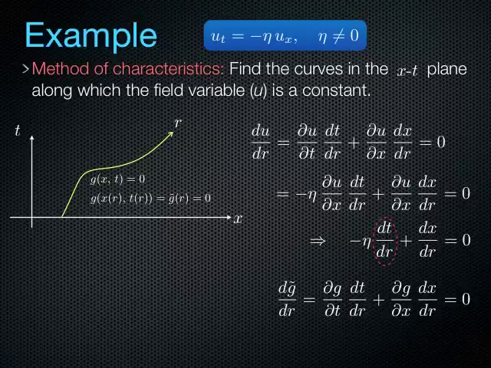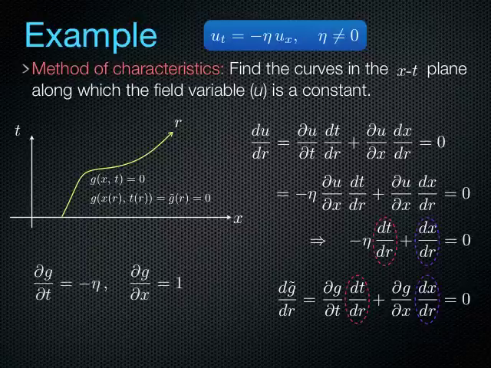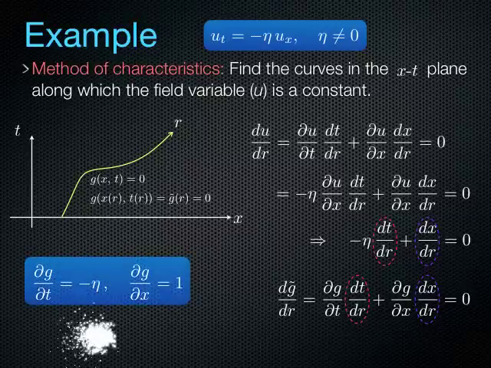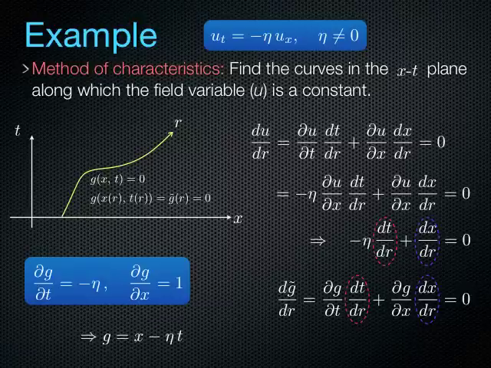And I notice that this term, dt dr, is common to both. And the other term, dx dr, is also common to both. And they're both equal to zero. That means the partial of g with respect to t must be equal to eta, which both multiply dt dr. And also the partial of g with respect to x is equal to 1, which both multiply dx dr. And then this allows me to determine what the functional form of g is. It is very simple. g must be equal to x minus eta t.